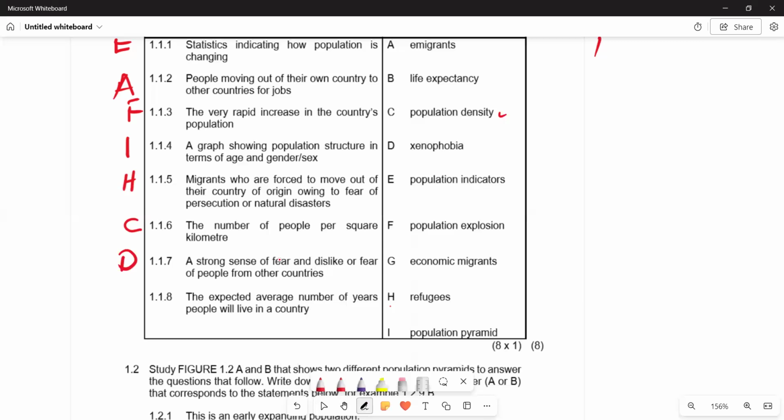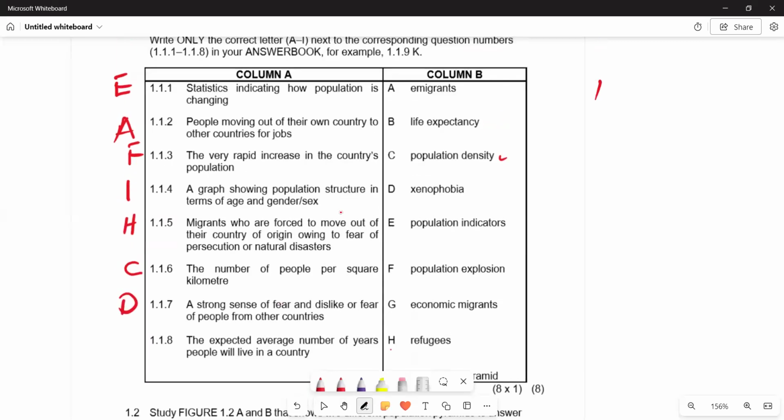Then 1.1.8, the expected average number of years people will live in a country. Obviously, that is life expectancy. Let's see where we have it. It's on B. So we have life expectancy here. It is the number of years a person can be expected to live. By definition, life expectancy is based on an estimate of the average age that members of a particular population group will be when they die. So it relates to the average for a population group: what is the average that those people are going to live? Then we describe it as life expectancy.